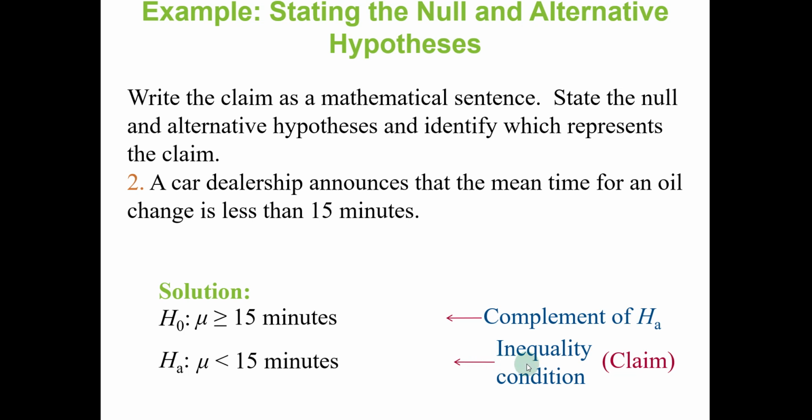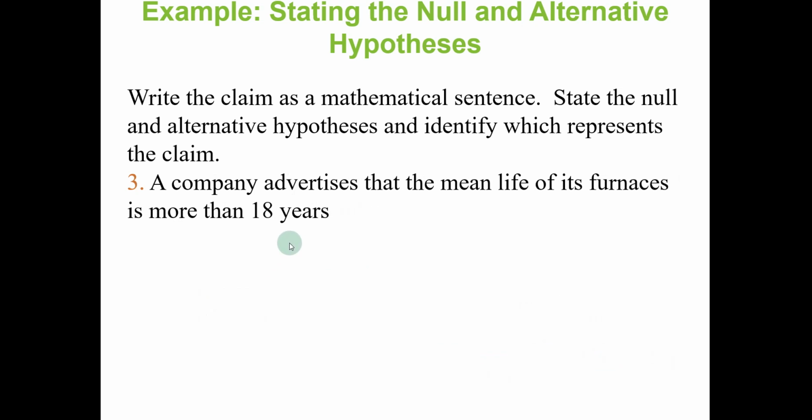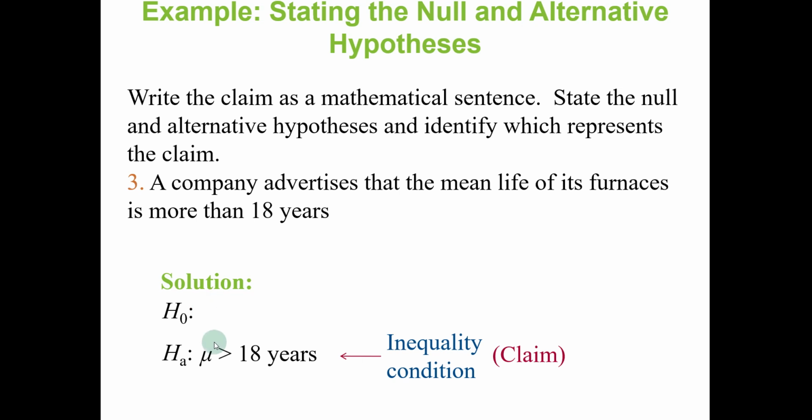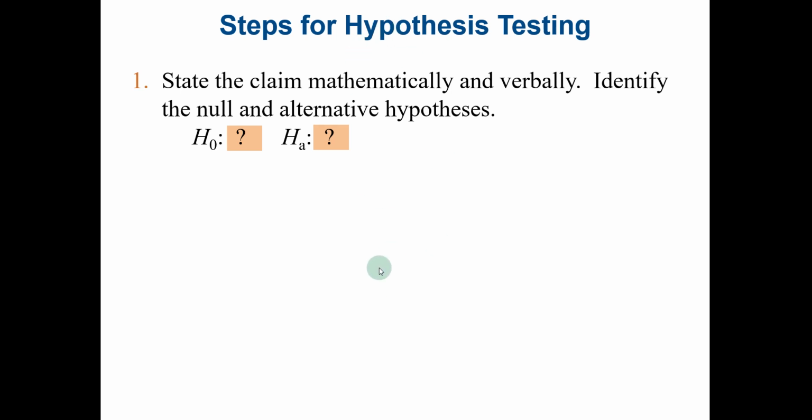So this is your claim. Your claim is the alternate hypothesis. Let's take another example. A company advertises that the mean life of its furnaces is more than 18 years. So it's more than 18 years. So you will use the pair of mean less than or equal to 18 and greater than 18 for your alternate hypothesis. So here you go greater than 18, less than or equal, and this is your claim. So once you have that, you can now proceed.